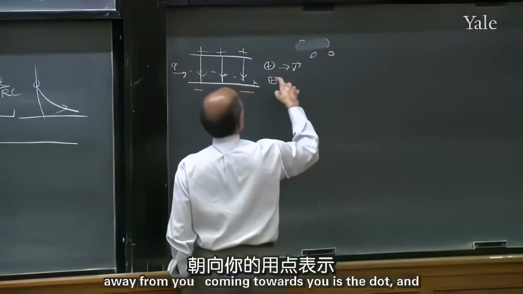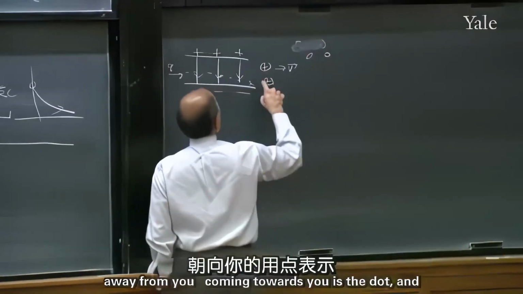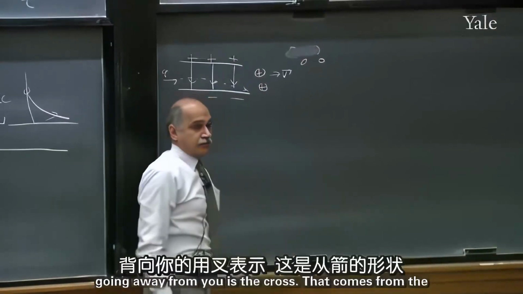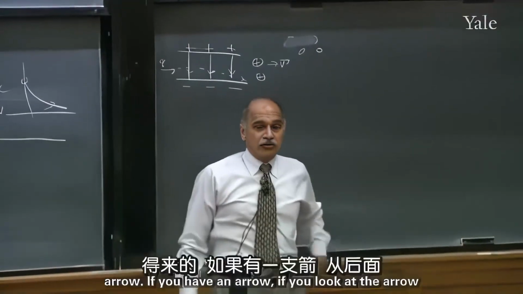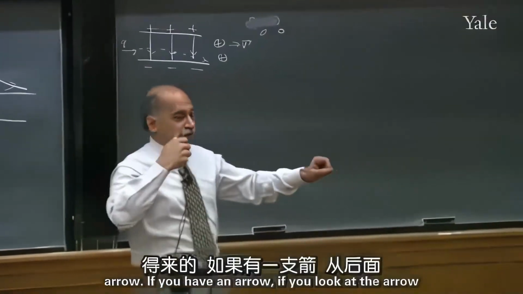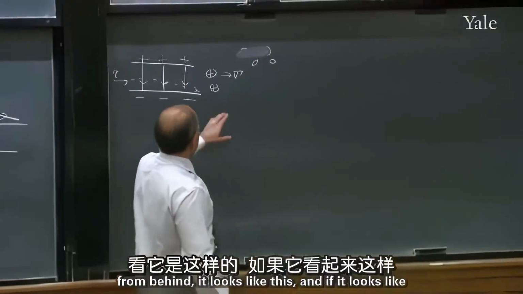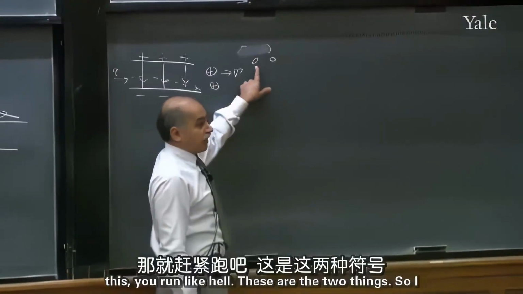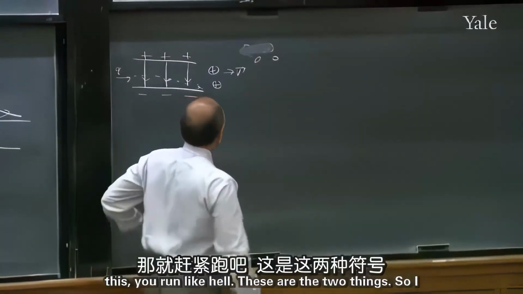coming towards you is the dot, and going away from you is the cross. That comes from the arrow. If you have an arrow, if you look at the arrow from behind, it looks like this, and if it looks like this, you run like hell. So these are the two things.